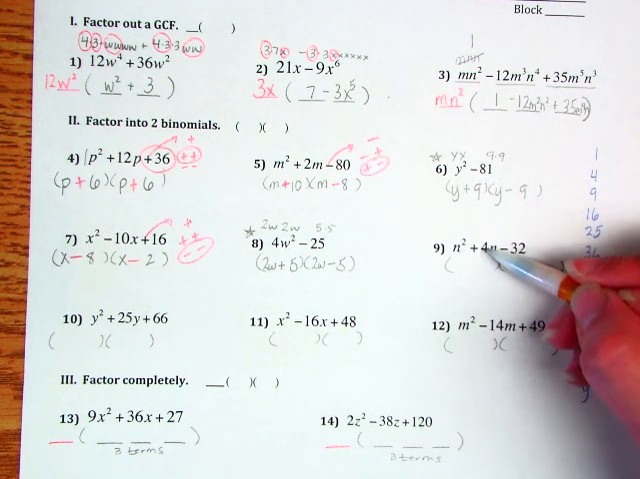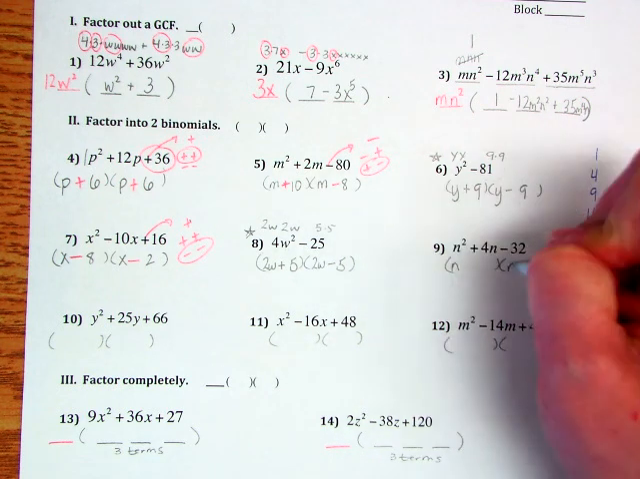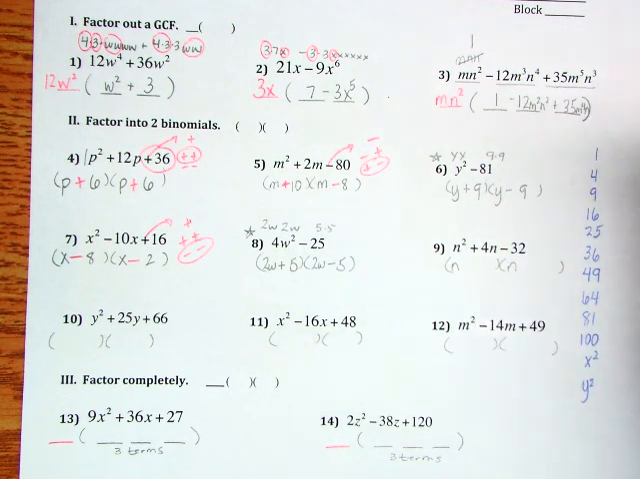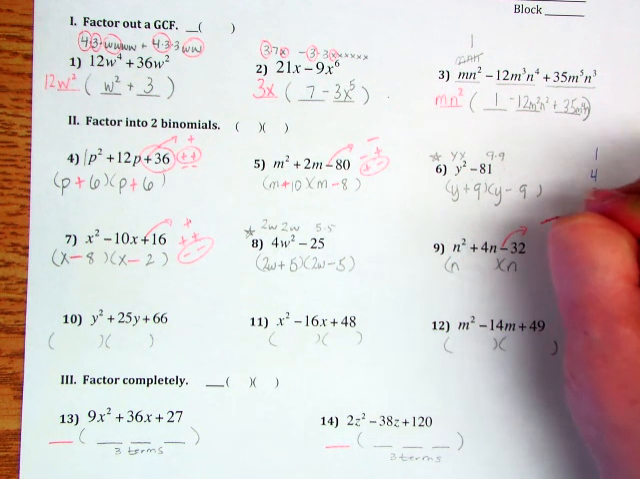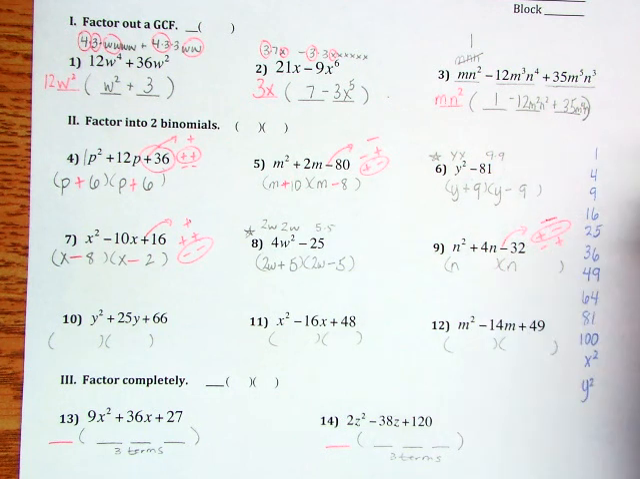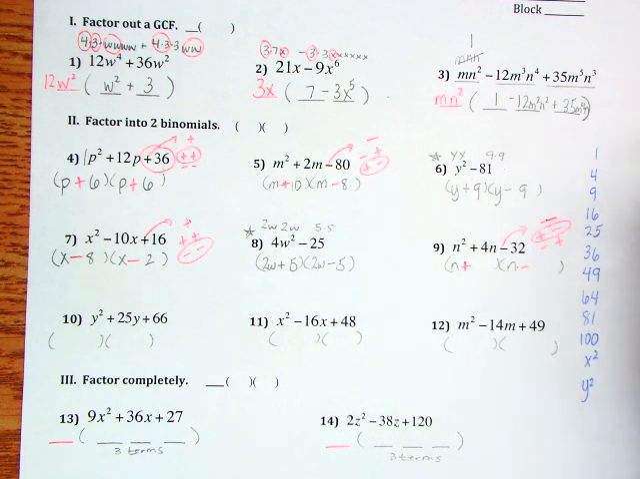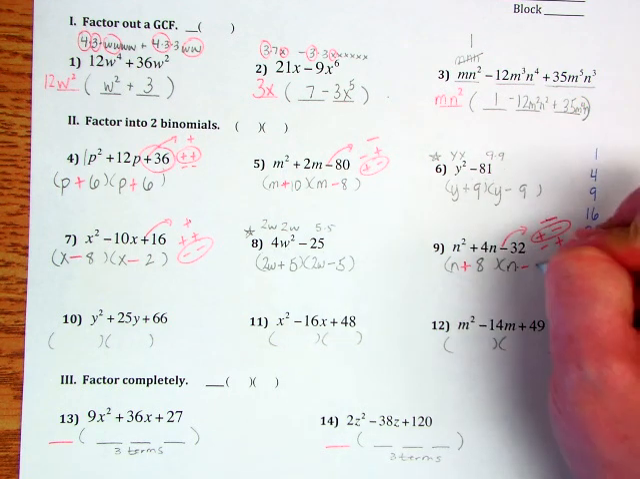In number 9, 3 terms gives me the regular factoring, n times n. This sign is a negative. To get that, I have to have opposite signs. Which pair I choose is based on the middle term, plus minus. What two numbers multiply to give me 32, but then add to 4? And the answers are 8 and 4.